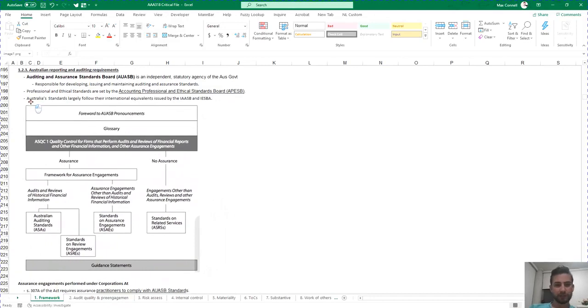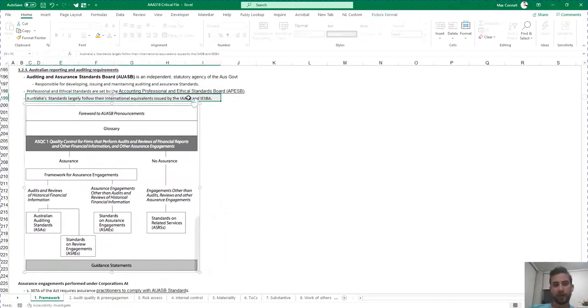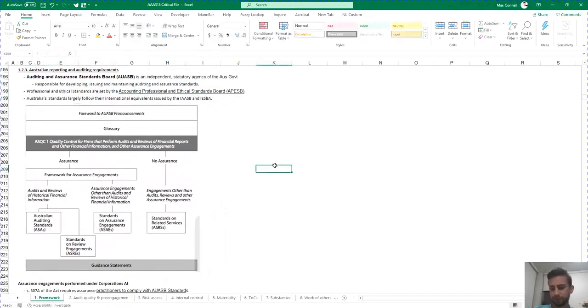And these standards largely just follow the international equivalents issued by IASB and ESBA. So it's very similar to FIN, if you've done FIN, where you've got your international standards, IFRS, and then you've got your local standards, so your Australian accounting standards, but they're pretty much the same thing. The Australian accounting standards will just take the IFRS, give it its own naming convention, and there might be a few local nuances, just to adapt it to the Australian economy.